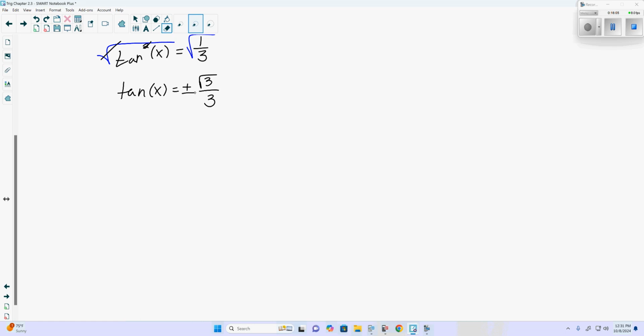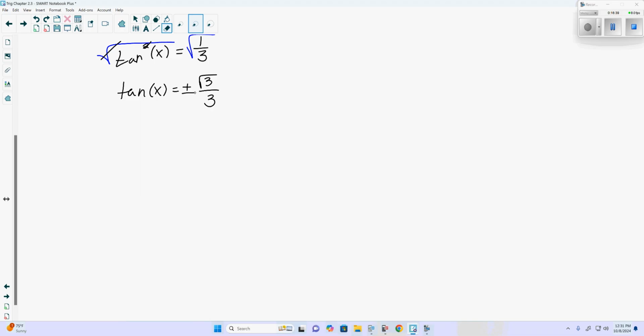Questions on this here? Is tangent listed on the unit circle? So if we looked at the unit circle, could we find the value of tangent? No. But yes, it's one of those yes and no. Because no, it's not listed. But what is tangent? Sine over cosine.